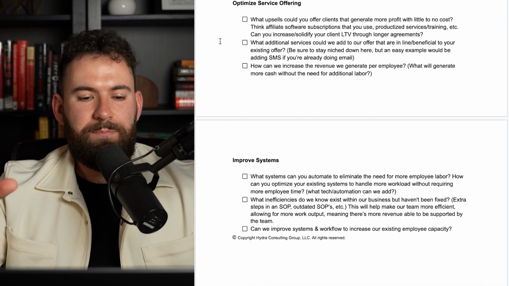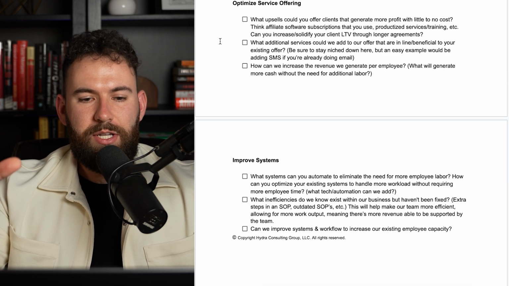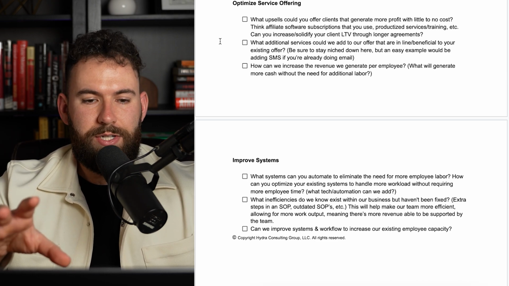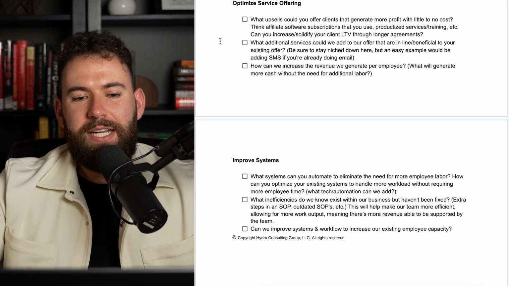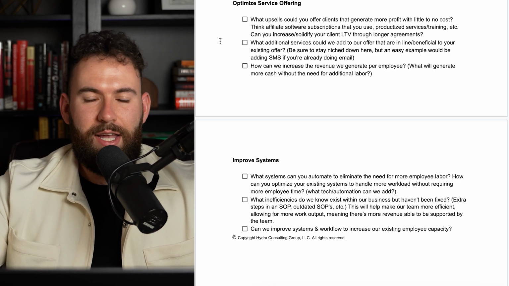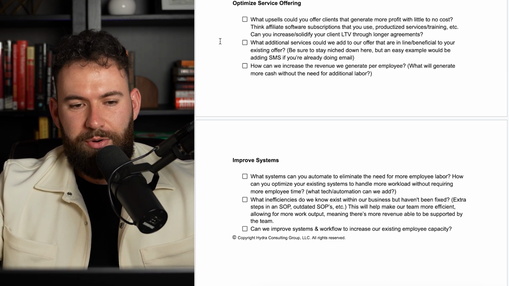The last piece here is going to be optimizing your service offering and improving your systems. So I'm going to ask myself, what upsells could I sell that generate more profit with little to no cost? Think affiliate software subscriptions that you use. Think about productized services or trainings or consulting if you have some sort of a done for you offer, or if you have a done with you offer, can you sell the done for you component? And can you increase and solidify our client LTV through longer agreements?